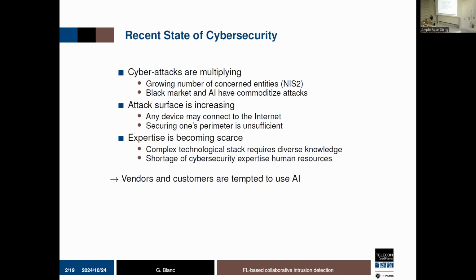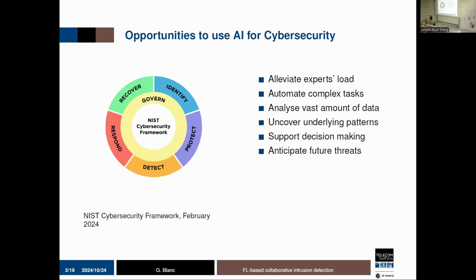So yeah, this is just to say why we're using AI, right? How AI can be used for improving cybersecurity operations. And so you have the whole cycle of cybersecurity operations that has been standardized by the NIST. And at each step, you can actually ask yourself whether you need to automate some of the tasks, you need to alleviate the human load.